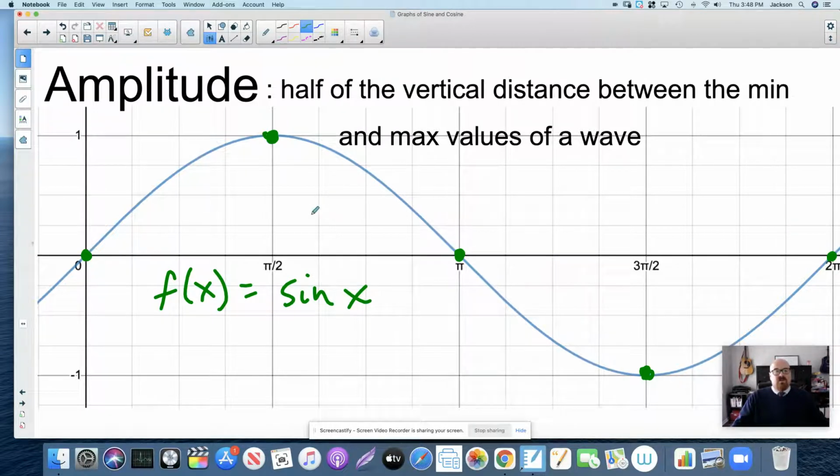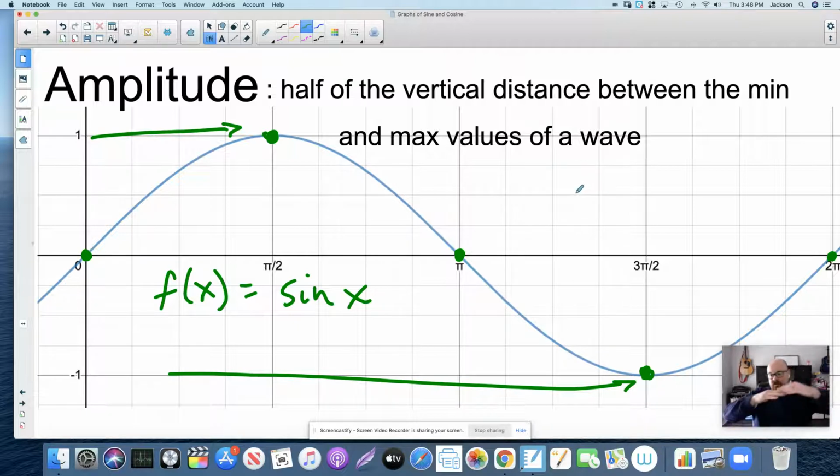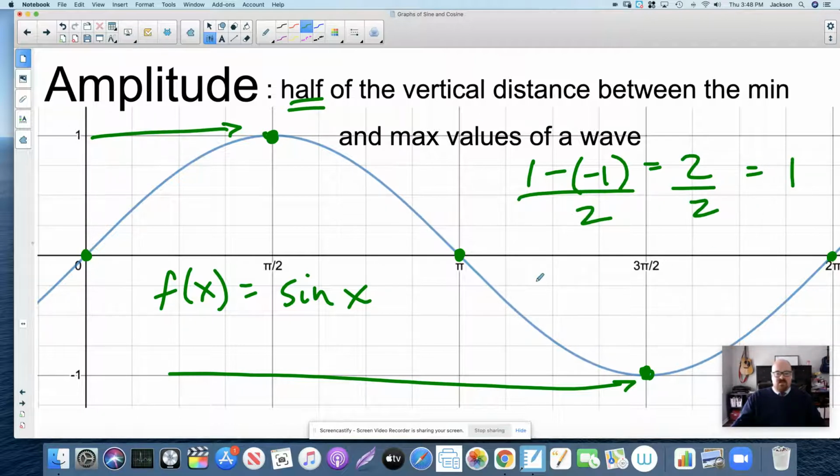The amplitude is half of the distance between the maximum point and the minimum point. The maximum point up here is 1. The minimum point down here is -1. When you think about the distance between two numbers, whether they're on a vertical or a horizontal number line, we subtract them. So we take the larger number, subtract the smaller number, and we get 2, and we're taking half of that. So for this sine wave, the amplitude is 1.